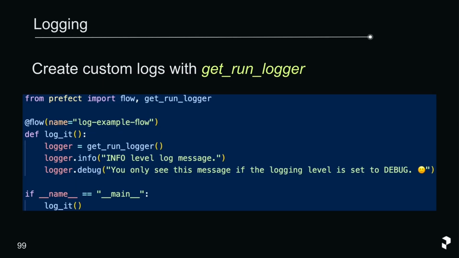Another cool feature of logging is that you can create custom logs with get_run_logger. So you can import that from the Prefect library, and here you can see an example in this flow where we are using get_run_logger to create some logging messages at different logging levels. So the first one you can see is an info level log message, and the one with the smiley face right below it is a debug level log message. So you'll only see that if your logging level is set to debug in your environment.